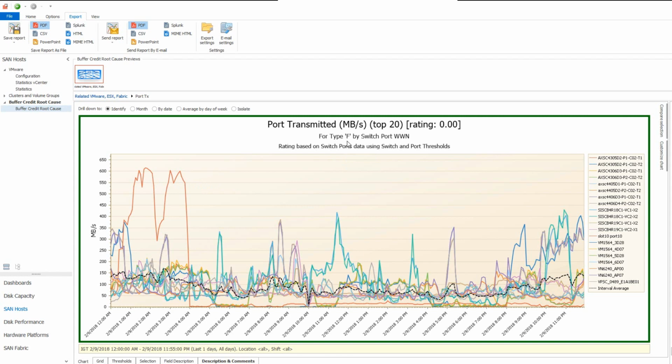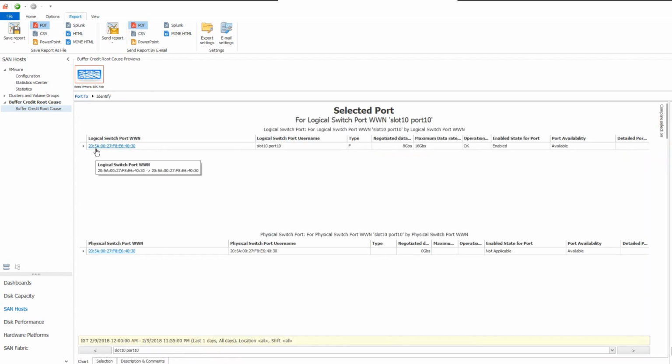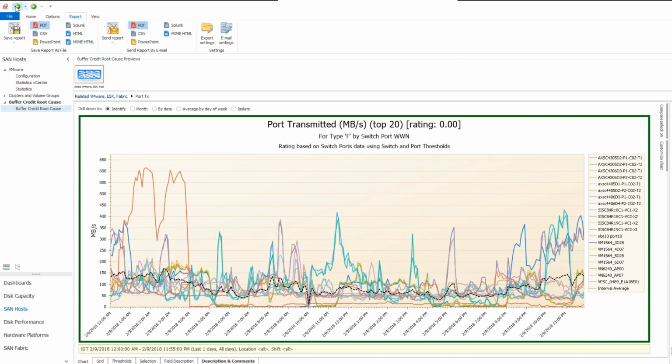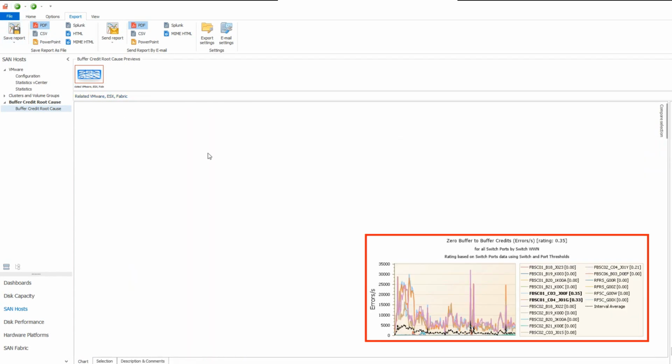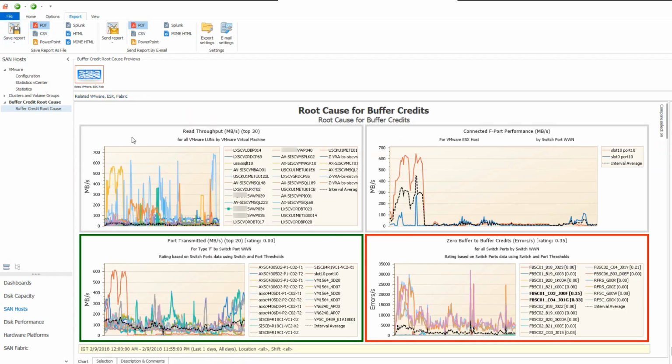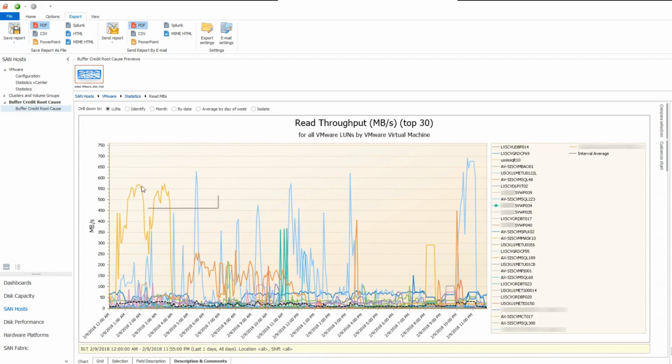So what I've done is I've selected one of our charts that shows the port transmitted, and I've got one port here. This happens to be slot 10, port 10 on a switch ending in 4030. So this matches the time period when I saw the buffer credit issues on the ISLs. And additionally, I looked at the VMware throughput and the read throughput for a host named USSISSQLT10. That matches the pattern exactly.